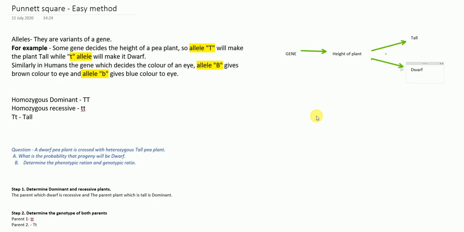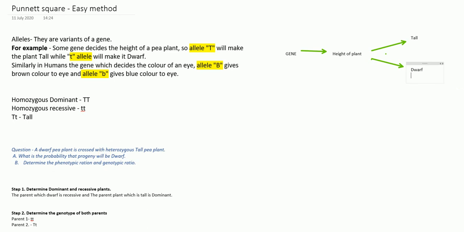A dwarf plant will have two copies of small t, and it will be homozygous recessive, and a plant can be dominant if it's having capital T or two copies of dominant allele, or one copy of dominant and one copy of recessive. In both of the cases, the plant would be tall.